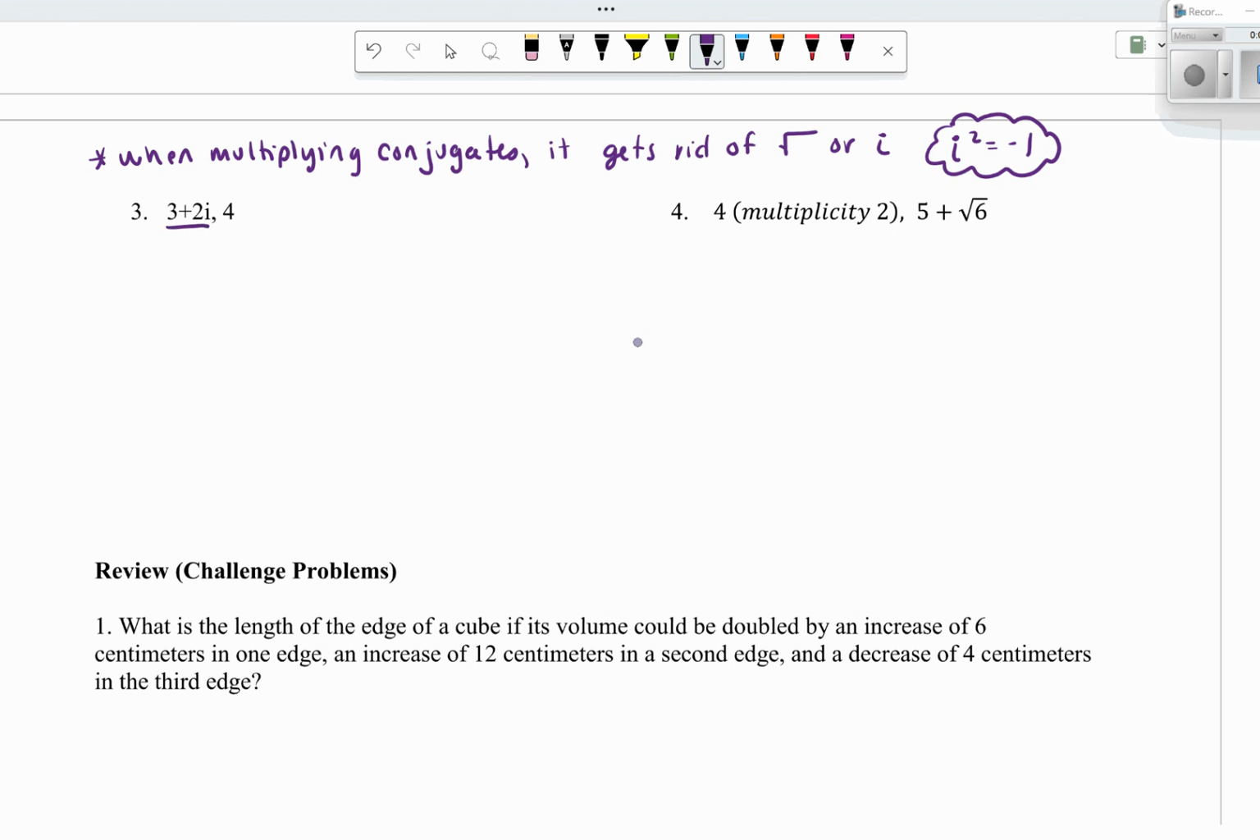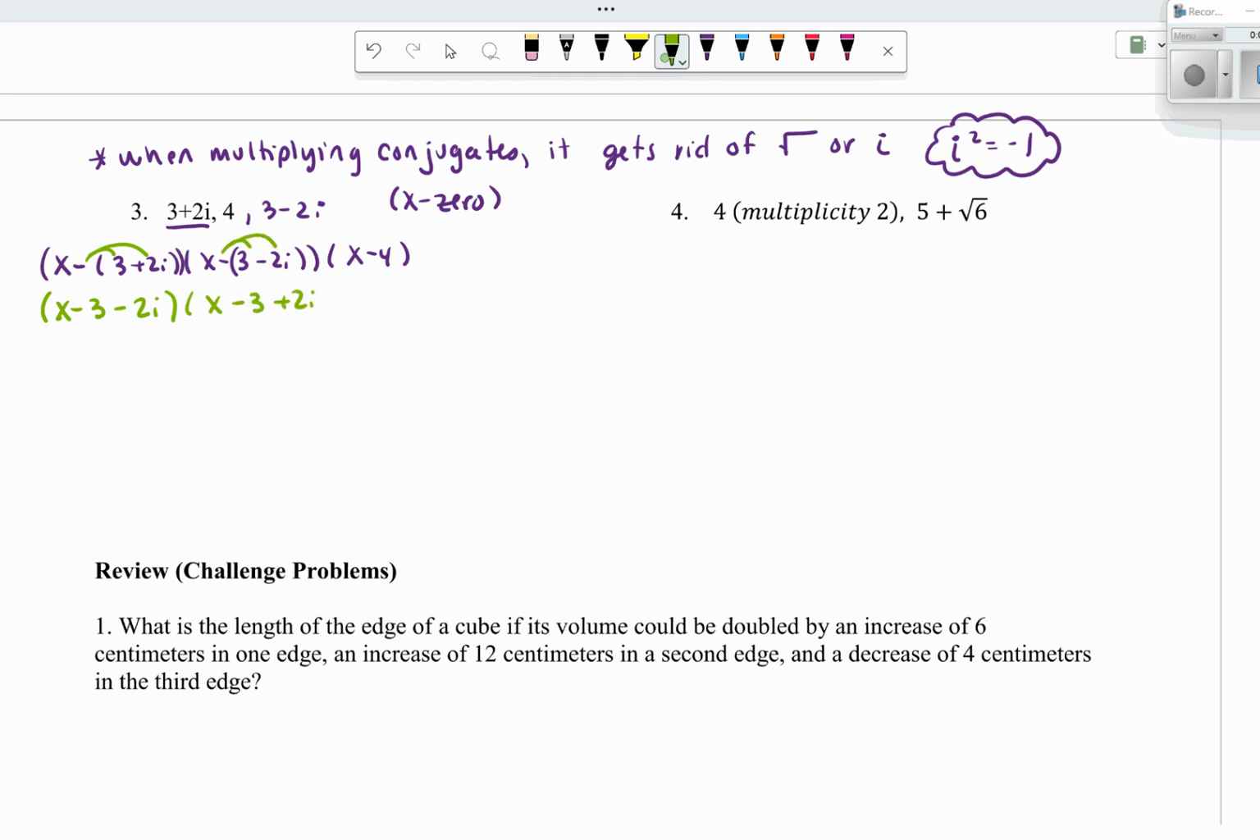So if 3 plus 2i is a 0, then you also know by the complex conjugate root theorem that 3 minus 2i is a 0. So we also have 3 minus 2i. When we're writing the zeros, remember it's always x minus the 0. So this would be x minus (3 plus 2i), and then x minus the other conjugate, (3 minus 2i), and then x minus 4. So here, notice that we distribute x minus 3 minus 2i, and this one would become x minus 3 plus 2i. Notice that it's still x minus the 3. The only thing that changed was the minus 2i and the plus 2i, times x minus 4.